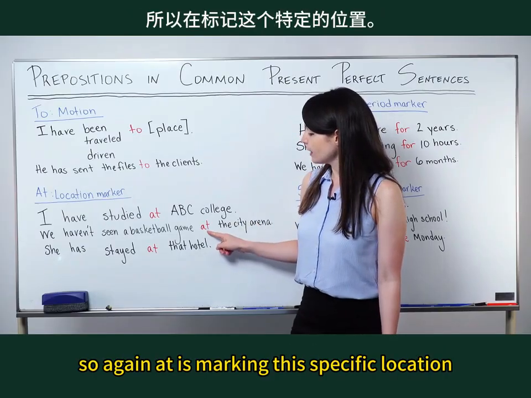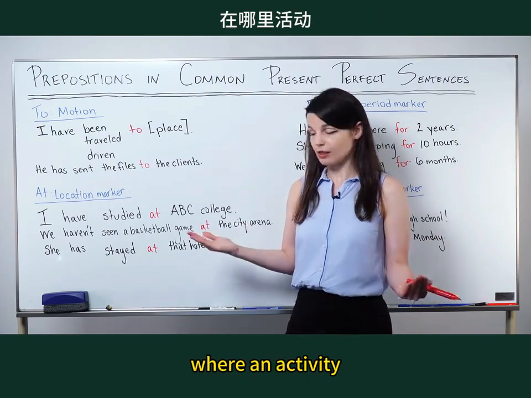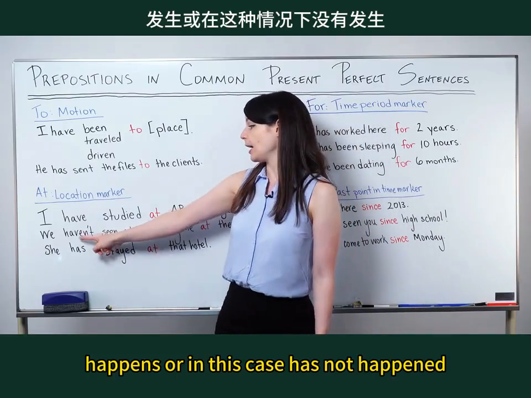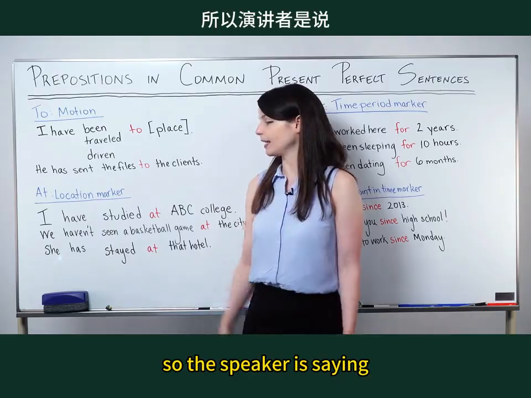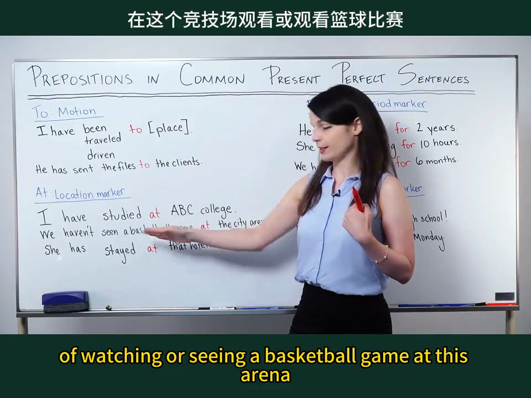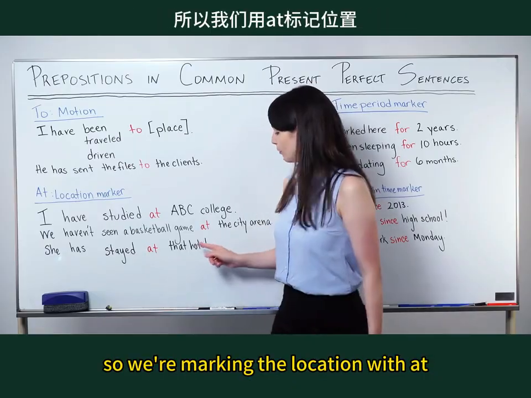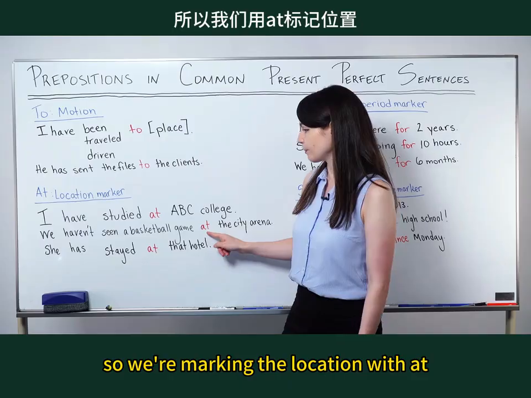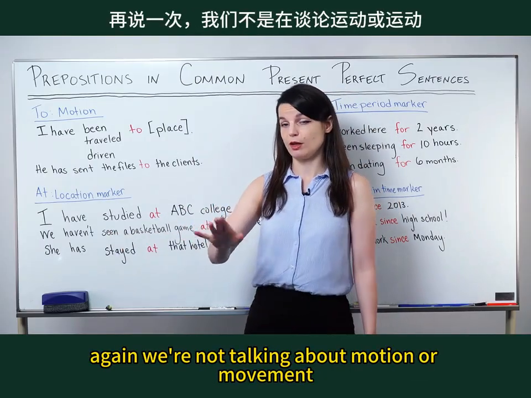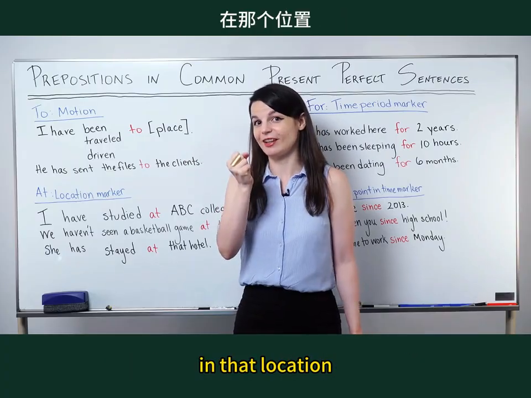Again, at is marking this specific location where an activity, seeing a basketball game, happens, or in this case, has not happened. The speaker is saying, we have not had the experience of watching a basketball game at this arena. So we're marking the location with at. My verb is see here. Again, we're not talking about motion or movement. We're talking about staying in one place and doing something in that location.